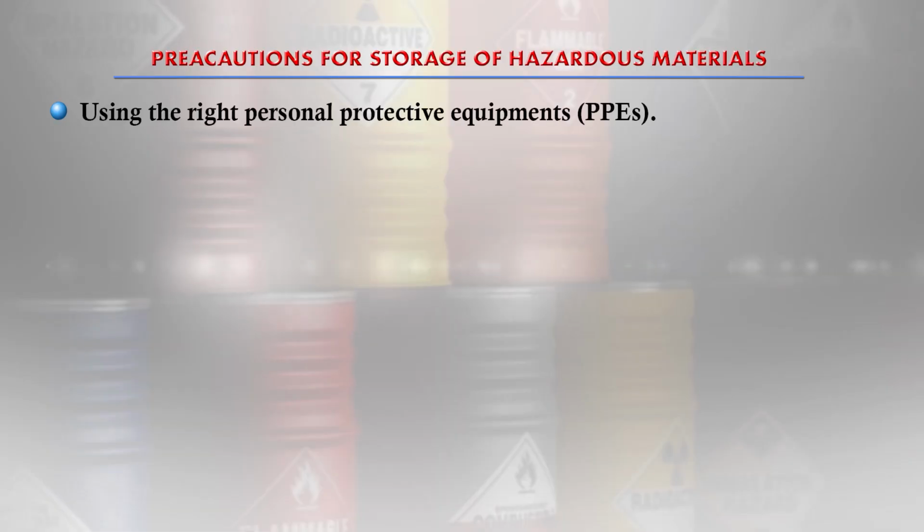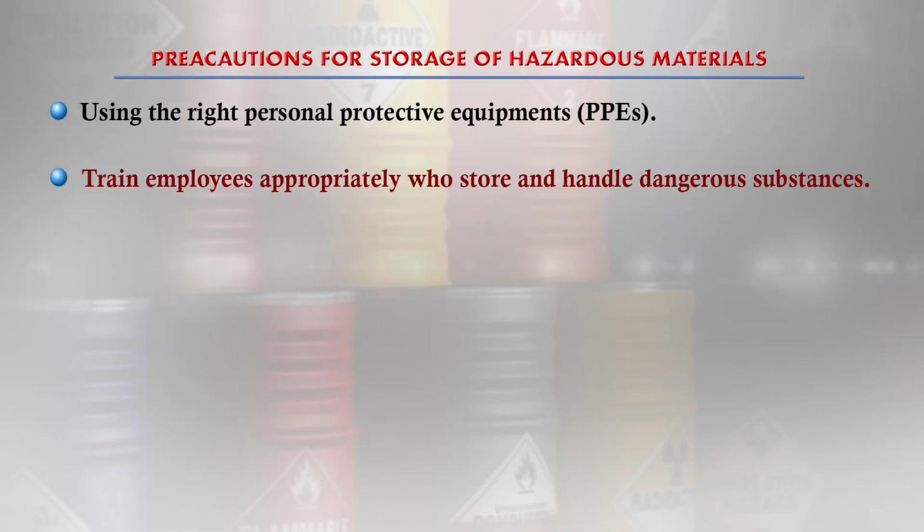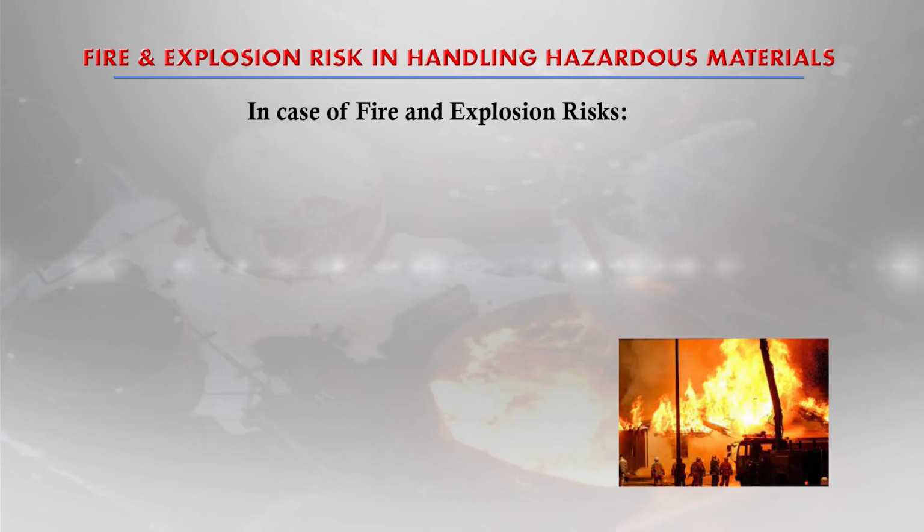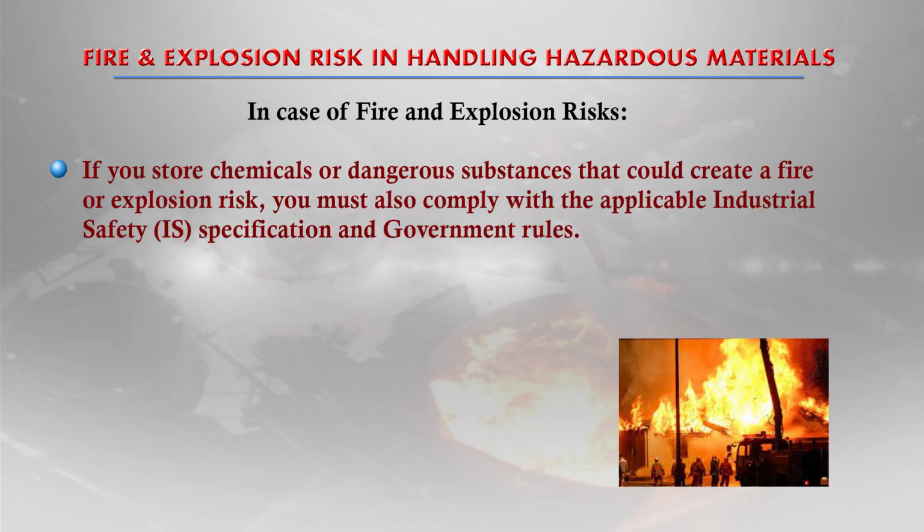Cleaning up any leaks or spills that occur. They should be cleaned immediately as soon as there is a leak or spill. Using the right personal protective equipment, and training employees appropriately who store and handle dangerous substances. Checking that containers used for short-term storage are properly labeled. There will be a fire and explosion risk in handling hazardous materials. If you store chemicals or dangerous substances that could create a fire or explosion risk, you must also comply with the applicable industrial safety specifications and government rules.